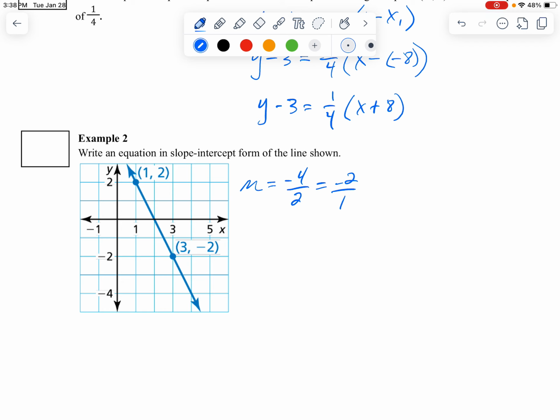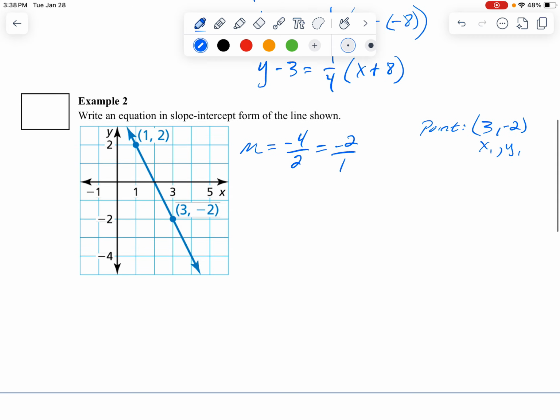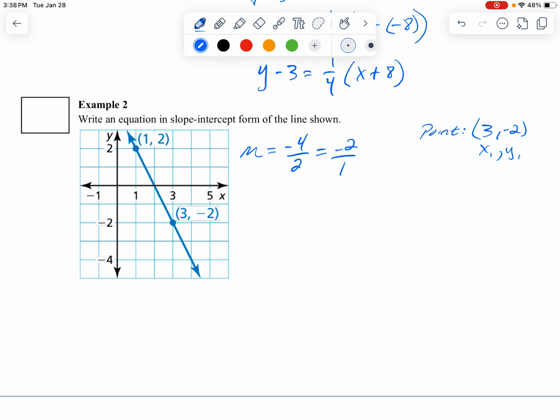And then I'm going to choose a point. And this time I'll choose the other one, 3 comma negative 2. Right, so that's my x1 comma y1. And then I'm just going to substitute in. Again, here's my form. Trying to figure out the best place to write all this stuff. Maybe I'll just kind of separate this with a line. Okay, there's my slope and there's my point.